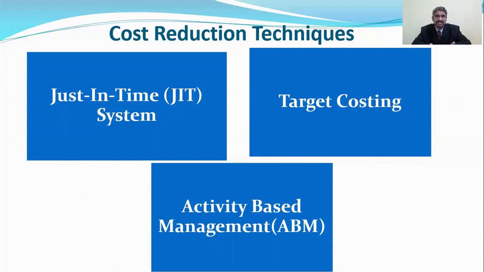Improving operations and decreasing non-value-added cost is known as activity-based management, or ABM. Its major purpose is to find and remove non-value-added activities and expenditure. Those activities and expenditures are not contributing any value addition to the product. They need to be eliminated.